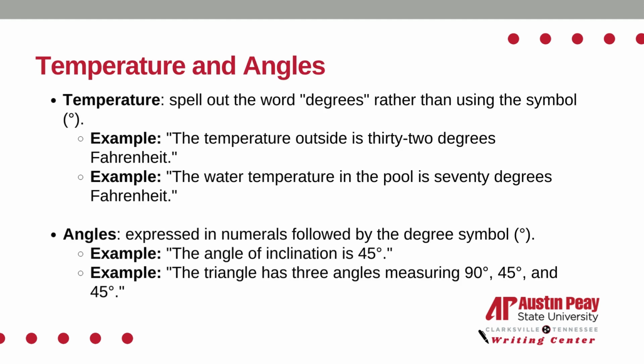When referring to temperature, it's common to spell out the word degrees rather than using the symbol. For example, the temperature outside is 32 degrees Fahrenheit. Angles are typically expressed in numerals followed by the degree symbol. For example, the angle of inclination is 45 degrees.